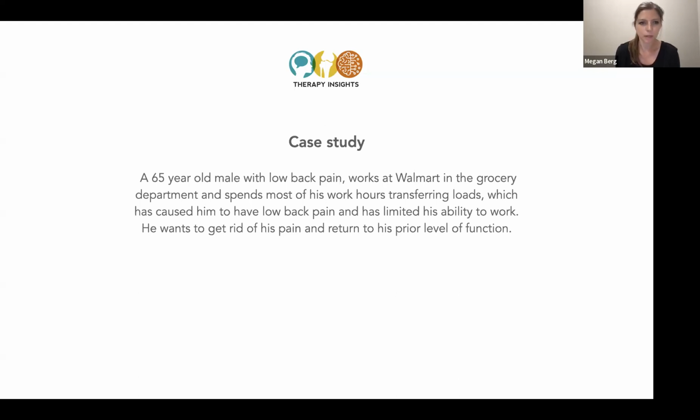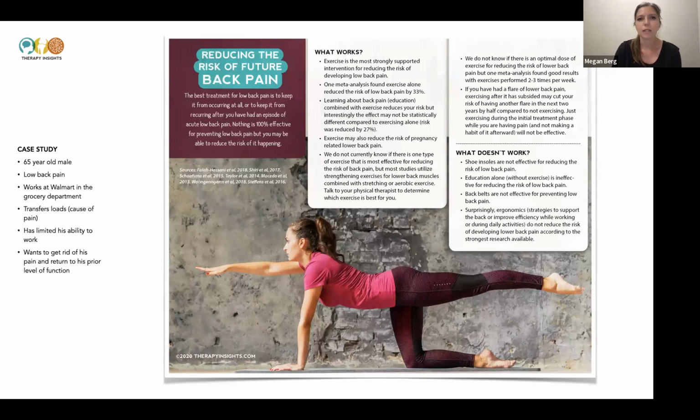So the case study this month is a 65-year-old male with low back pain who works at Walmart in the grocery department and spends most of his work hours transferring loads, which has caused him to have low back pain and has limited his ability to work. He wants to get rid of his pain and return to his prior level of function. So this is one resource that we might share with this person. It's about reducing the risk of future back pain, and it talks about what works and what doesn't work. So that might be a place to start for this person.